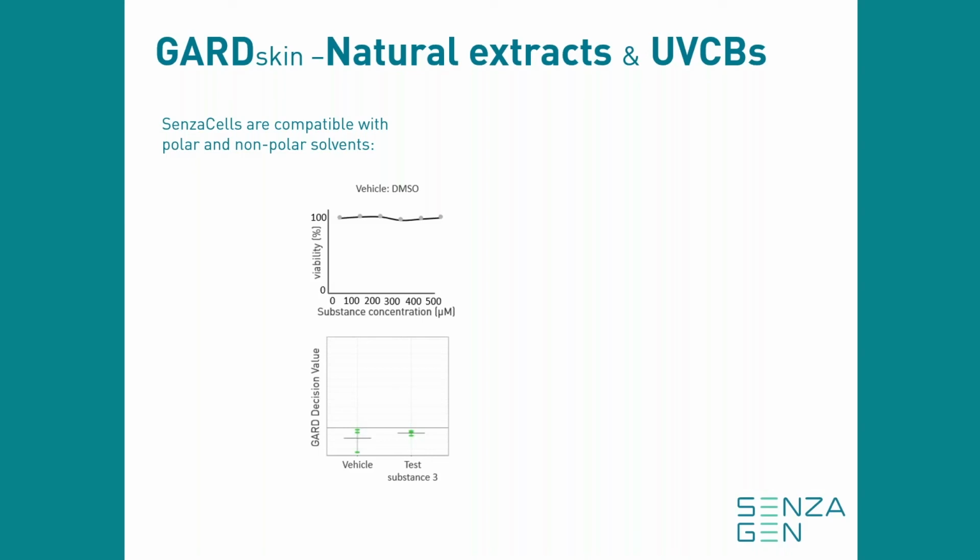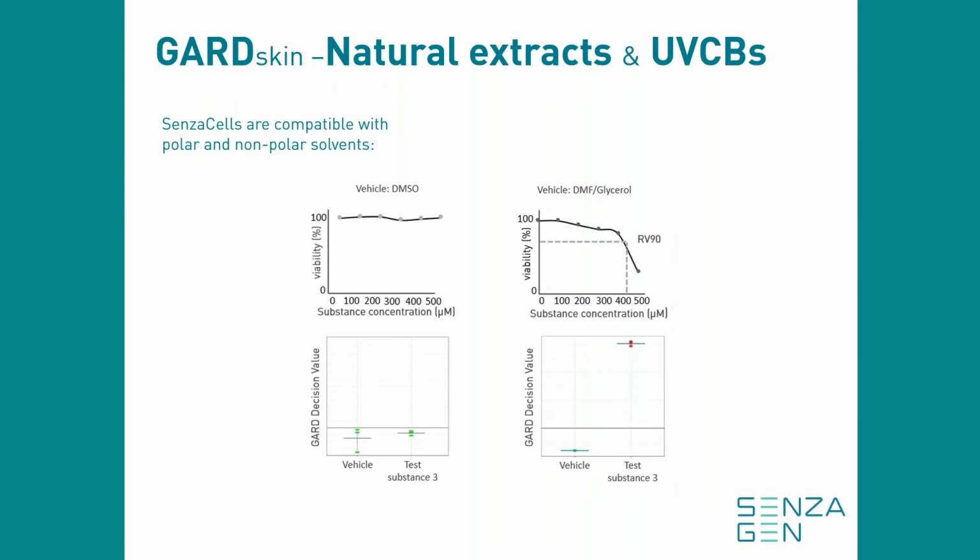When we instead used a combination of less polar solvents, we could actually get this compound into solution, and we could also observe bioavailability, which is illustrated here by the drop in our relative viability. As you can see, when we did the prediction in our model, the compound was correctly classified as a sensitizer. So this is just to show you how we work around with different types of solvents in order to test compounds with very low water solubility.